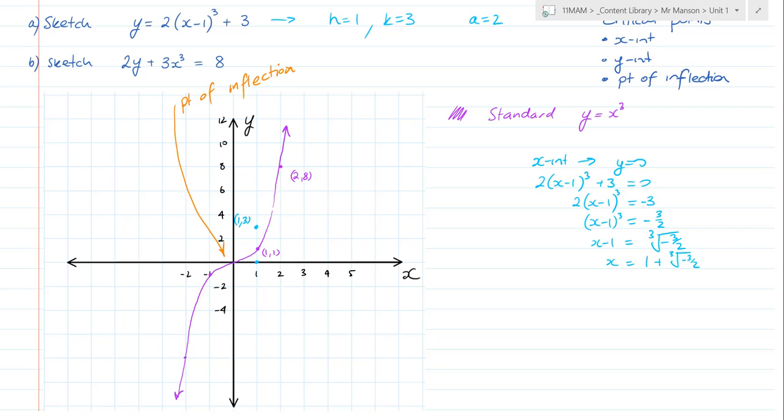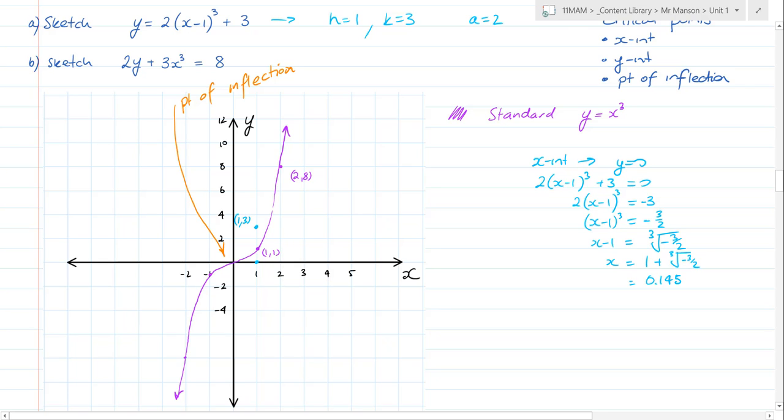1 plus, I'm going to do it on my calculator the easy way. I'm going to put negative 3 divided by 2 in brackets and then raise that to the power of 1/3, because 1/3 is the same as the cube root. I find that a bit easier on here. And I get, and check that you get the same, 0.145, rounded to 3 decimal places.